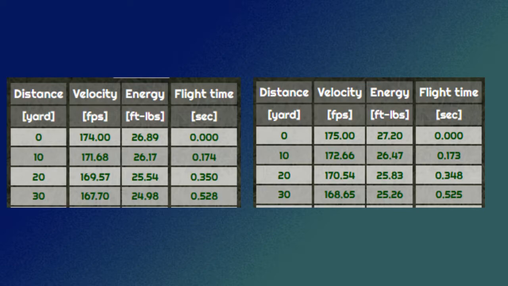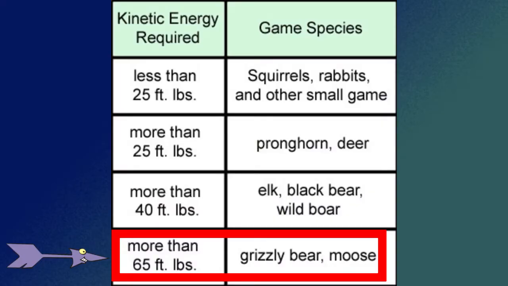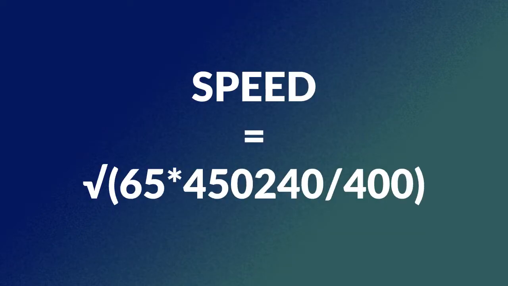These two tables show an initial speed of between 174 and 175 feet per second is needed to get that 25 foot-pounds of kinetic energy at the target. What if you want enough kinetic energy to kill any big game animal in North America? You can see from the table that you need a minimum of 65 foot-pounds. What is the initial speed needed?